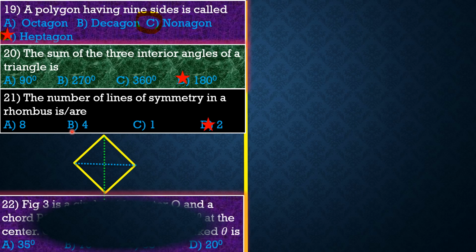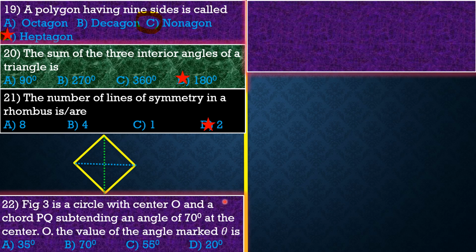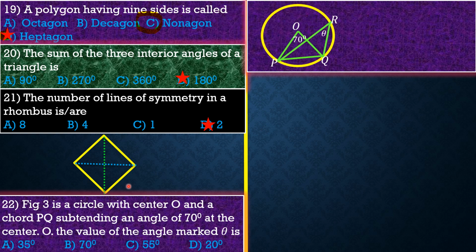Question 22 reads that figure 3 is a circle with center O and a chord PQ subtending an angle of 70 degrees at the center O. The value of the angle marked theta is, okay. On the paper they omitted this angle, but this is where the angle has to be.